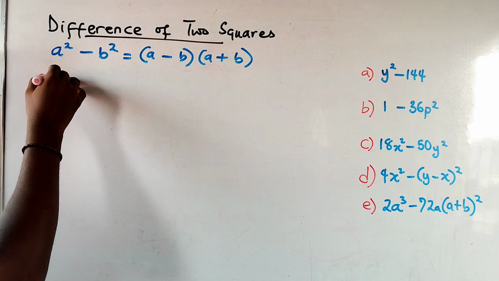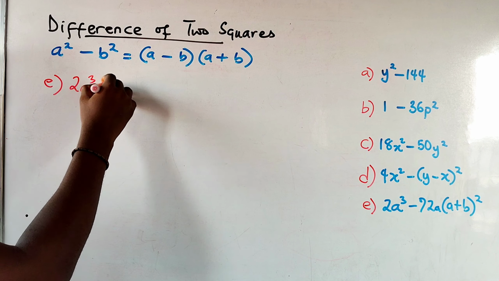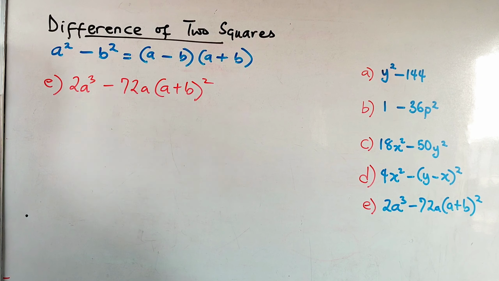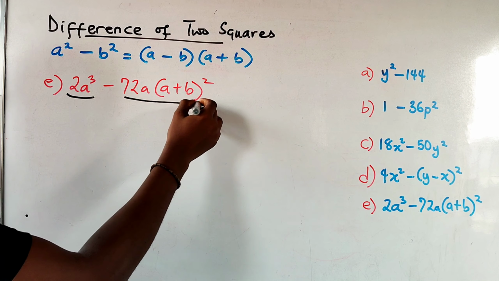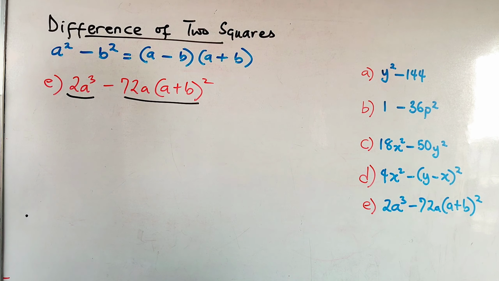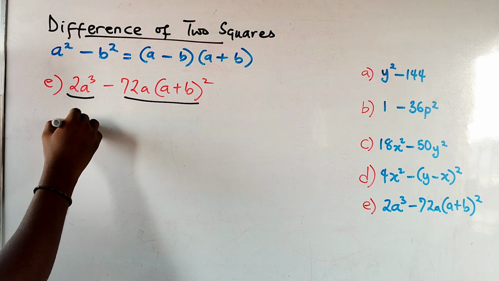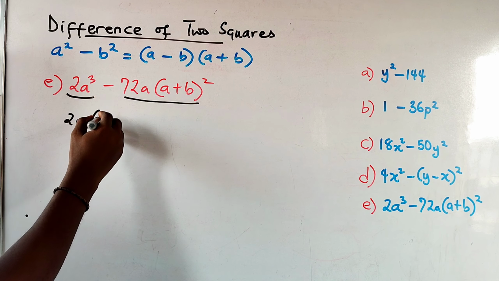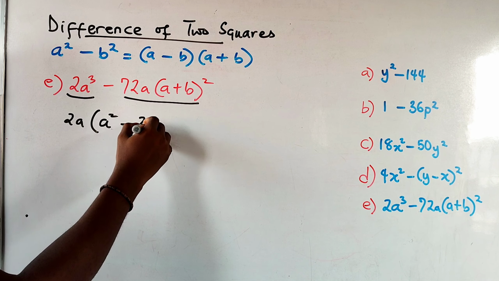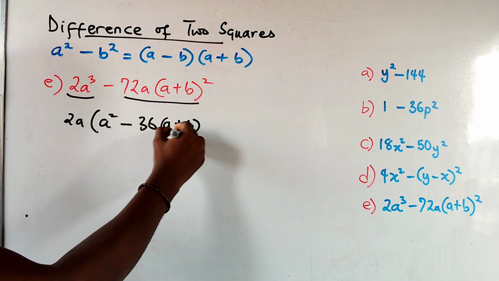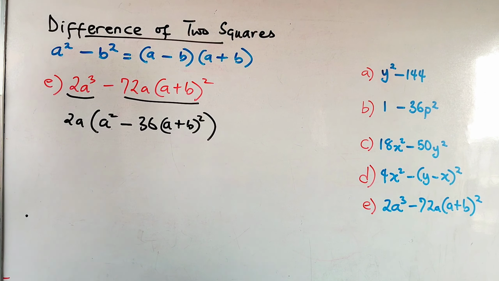So we have e now. That's 2a cubed minus 72(a plus b) squared. So our work, remember, is to make sure that the numbers or the characters on both sides of the minus sign are raised to the power 2. So here I'm going to need to factorize. So I'll factorize 2a out. So I take out 2a. I'll be left with a squared. Then 36 (a plus b) squared in the bracket.